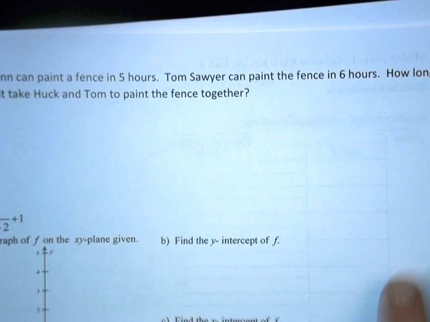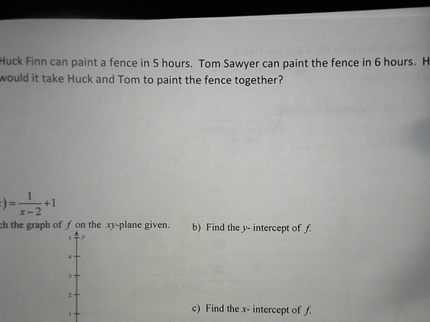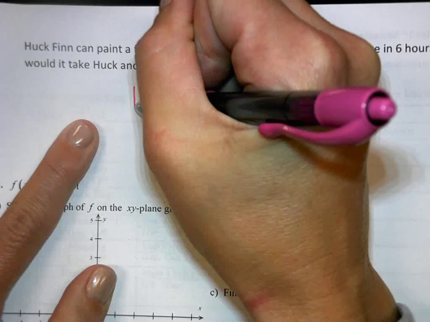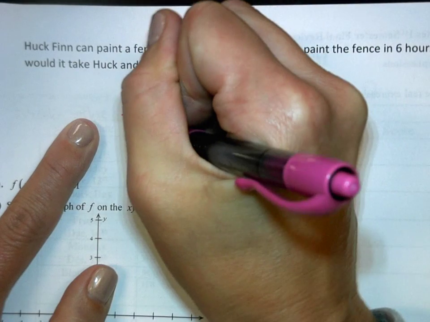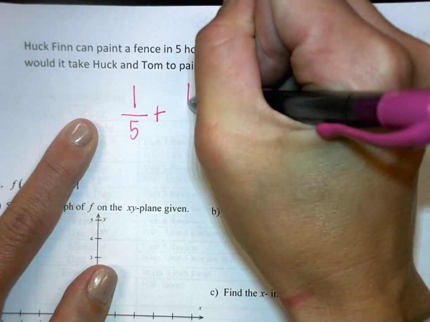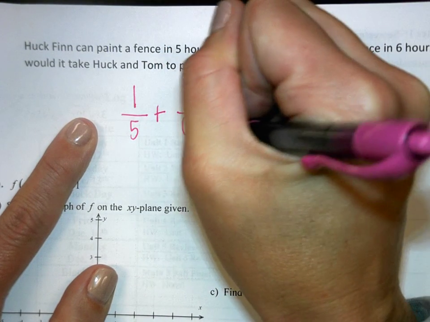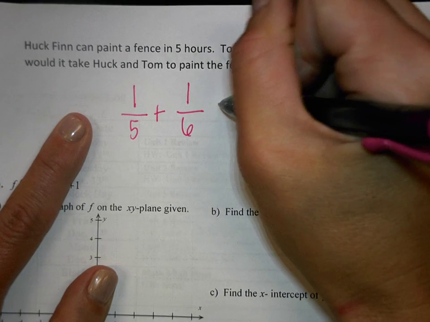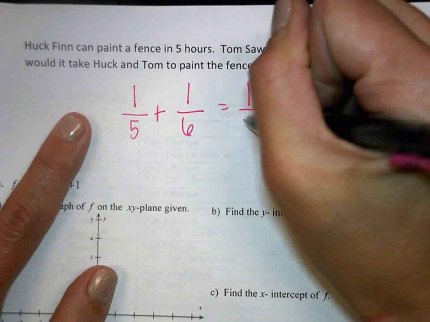All right, Huck Finn can paint a fence in 5 hours. Tom Sawyer can paint the fence in 6 hours. How long would it take them to work together? Do you guys remember how to set this up? Yeah. Okay, so one job for Huck Finn over 5 hours. One job for Tom Sawyer takes him 6 hours. So times on the bottom, okay, equals, we don't know how long it will take them to do this together.